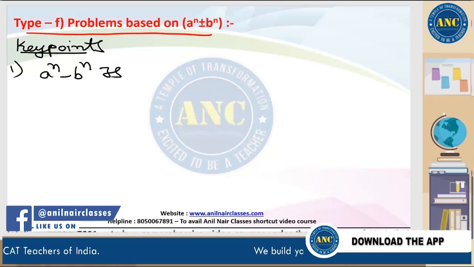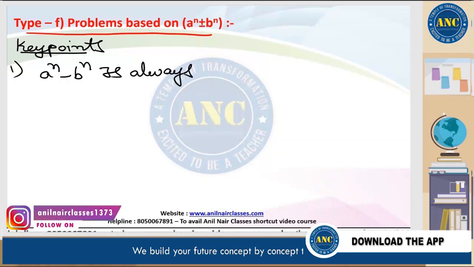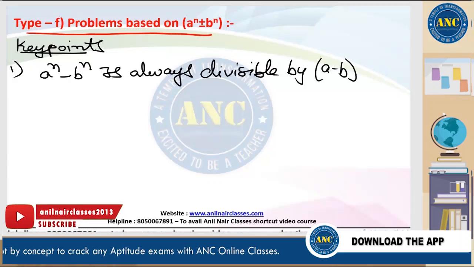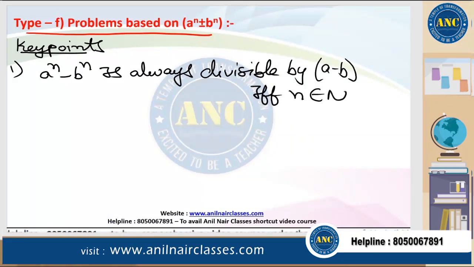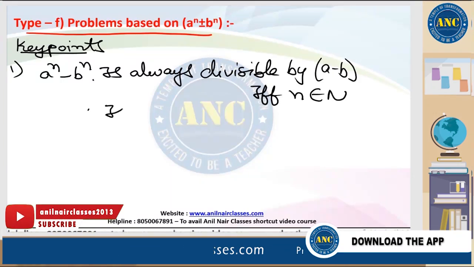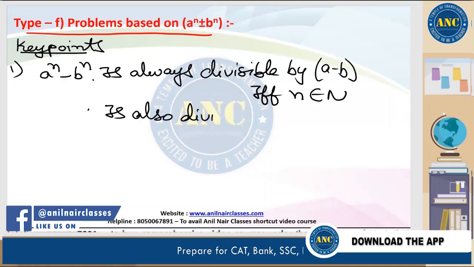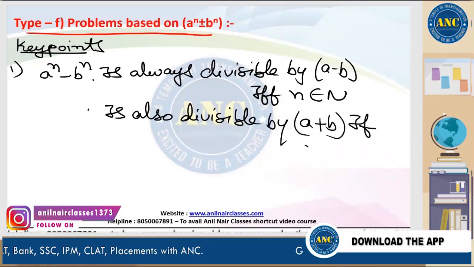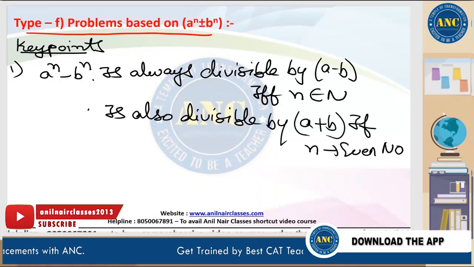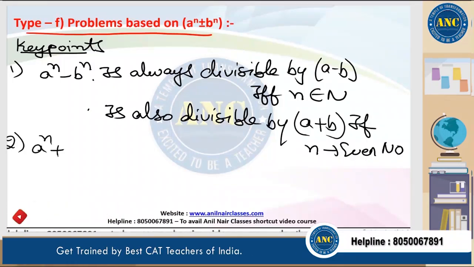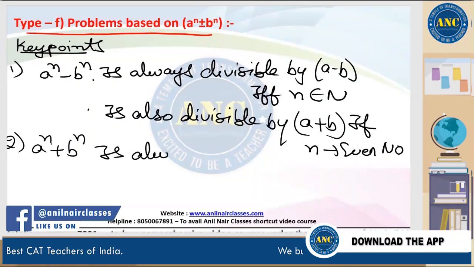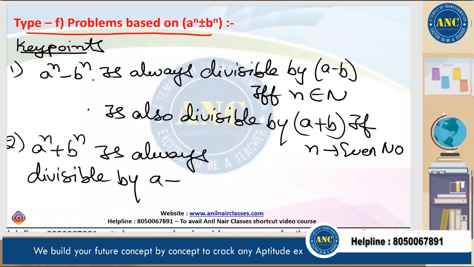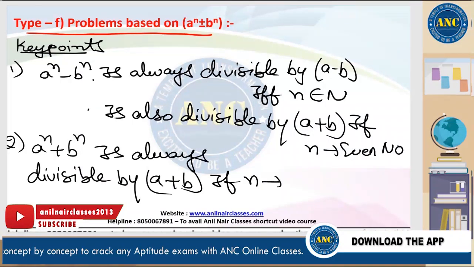A power n minus b power n is always divisible by a minus b if n is a natural number. It is also divisible by a plus b if n is an even number. Second point, a power n plus b power n is always divisible by a plus b if n is an odd number.